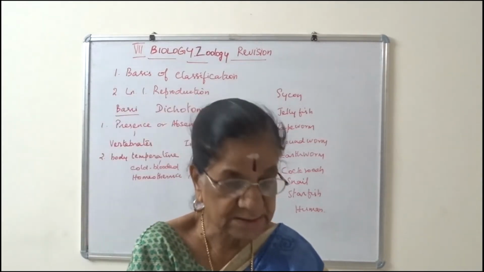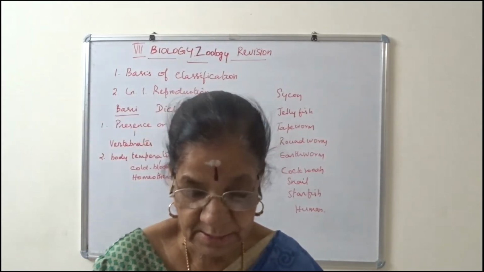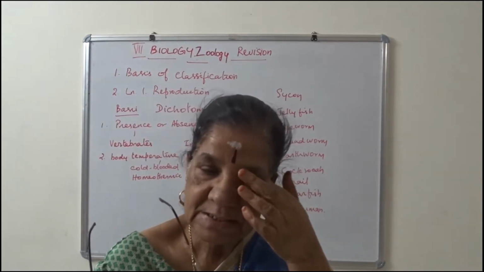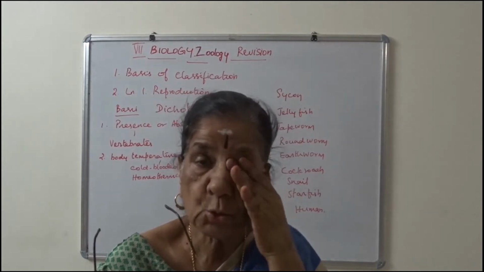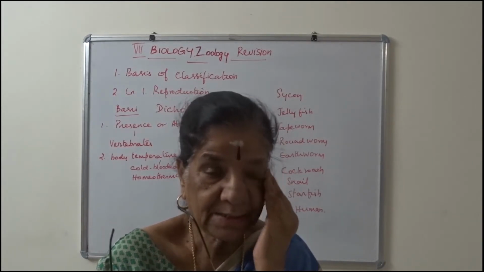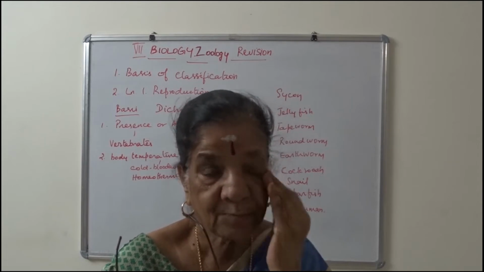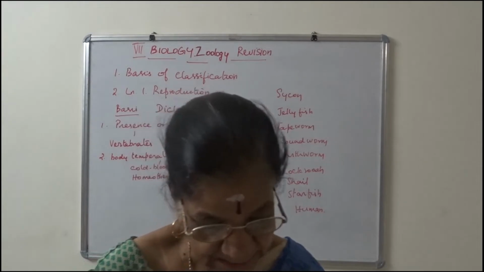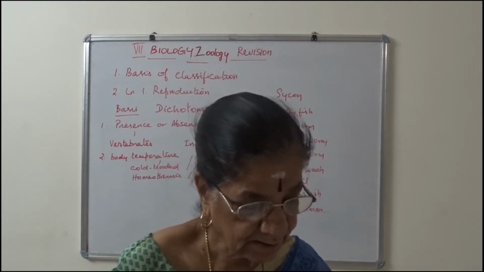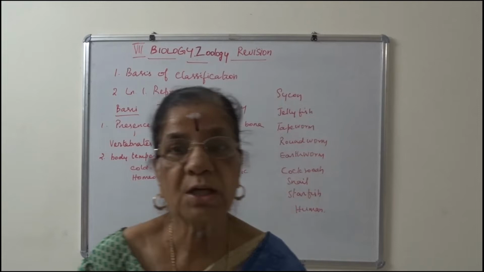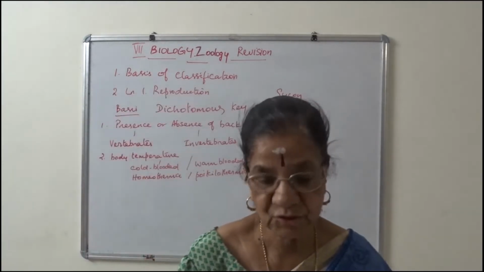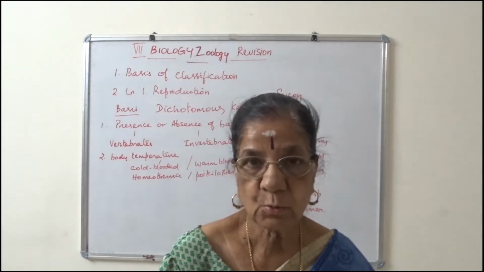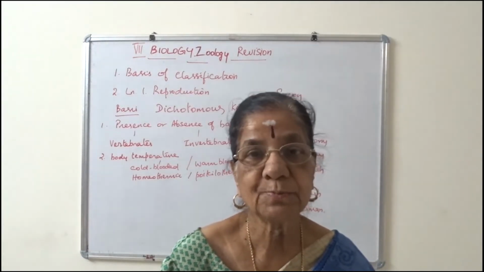Next one is mosses, where the plant body again is not differentiated into root, stem and leaf. At the same time, it has root-like, stem-like and leaf-like structures. And they are living plants and they need moisture to complete their life cycle. They are like amphibians. Amphibians live in water first and then come to land.